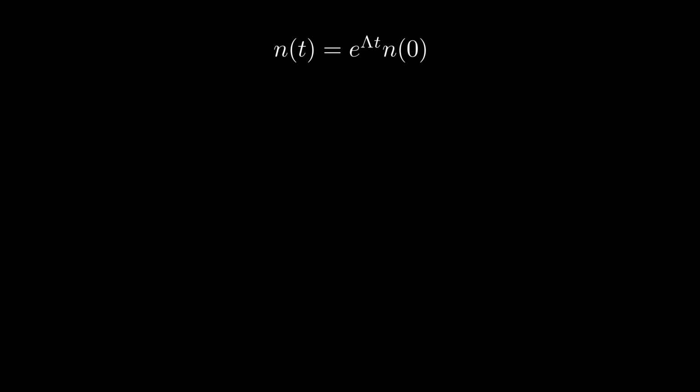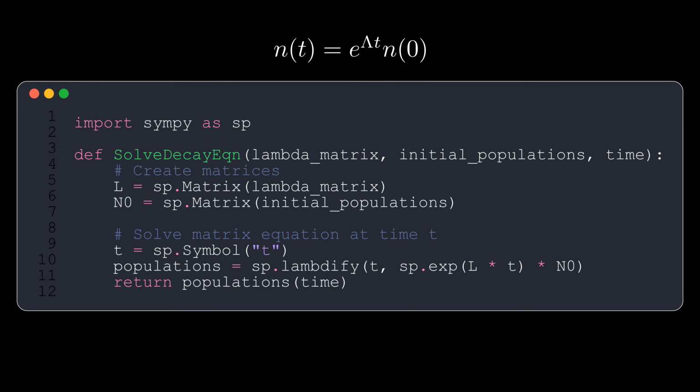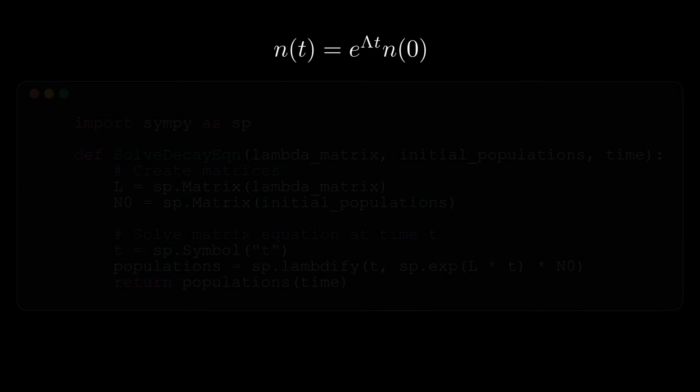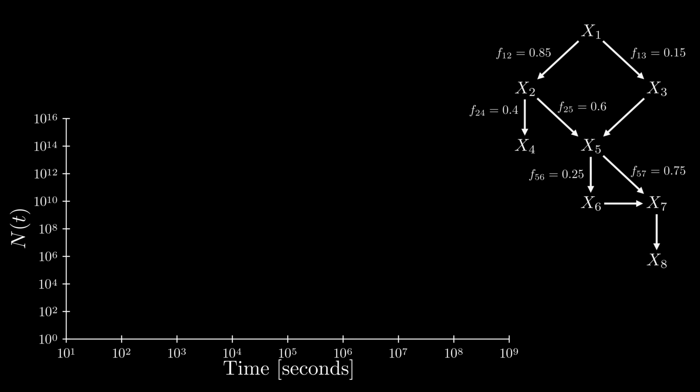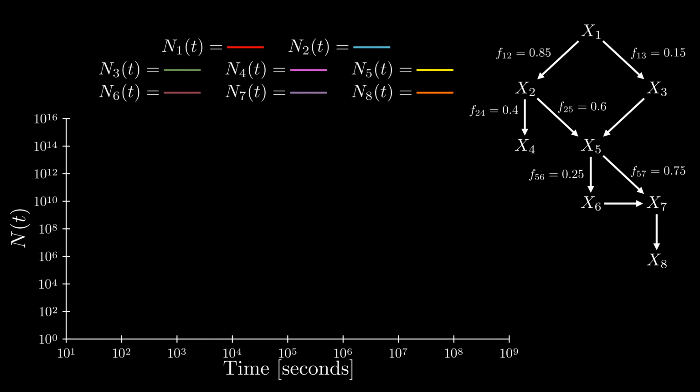Here's all you need in Python to create a function to solve any decay equation in matrix form at some point in time. And after running this code, we can plot the activities of our different isotopes as a function of time. For our initial condition, I picked the case where we only have isotope x1, and its population was set so that the initial activity is 1 curie. Now we'll create this plot on a log-log scale, since the numbers we're working with here get pretty big.